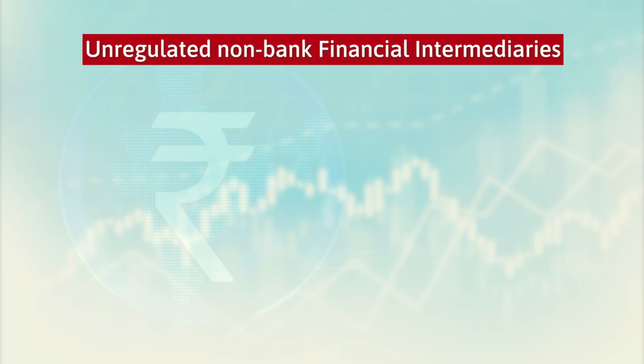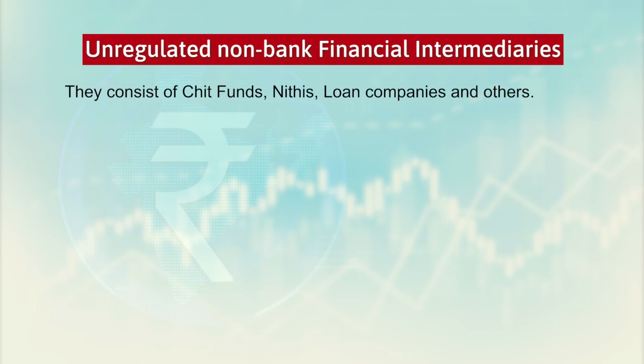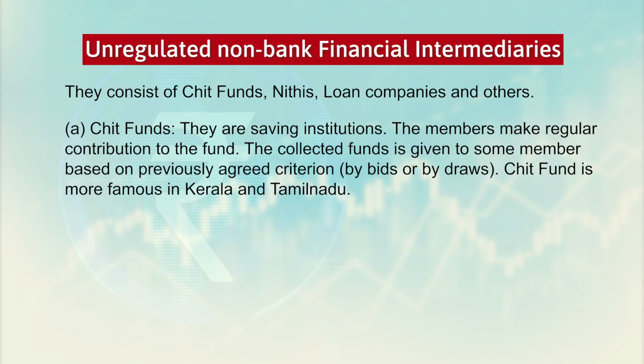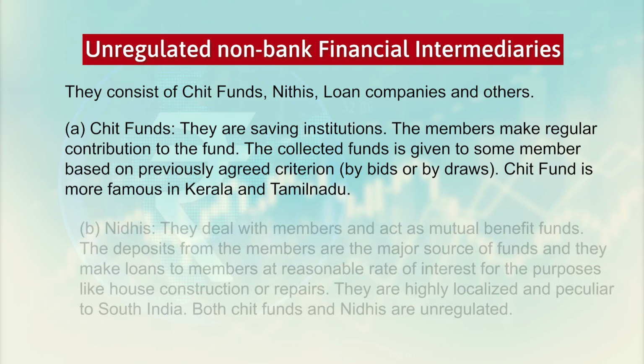The unregulated non-banking financial intermediaries mainly consist of the chit funds, the nidhis, the loan companies and others. Chit funds are savings institutions. The members make regular contributions to the fund. The collected fund is given to some member based on some previously agreed criterion, and it can be done by bids or by draw. Chit funds are mainly found in India in the states of Kerala and Tamil Nadu.